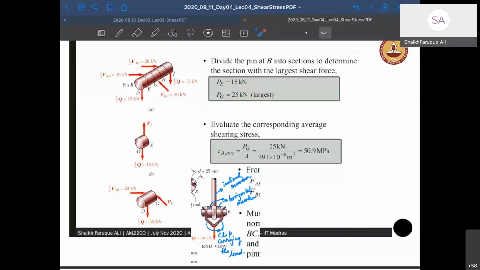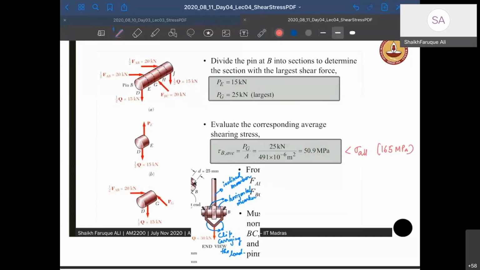Okay. So now the 25 is the highest force and the area of the cross section, as we found earlier, is 20 into pi d by 2 whole square. So it's going to be 491 again. And if you divide this with this, the 50 is the maximum force that is coming at that section. This is also lesser than sigma allowable, if I assume sigma allowable to be 165 MPa. Okay, is this portion clear?